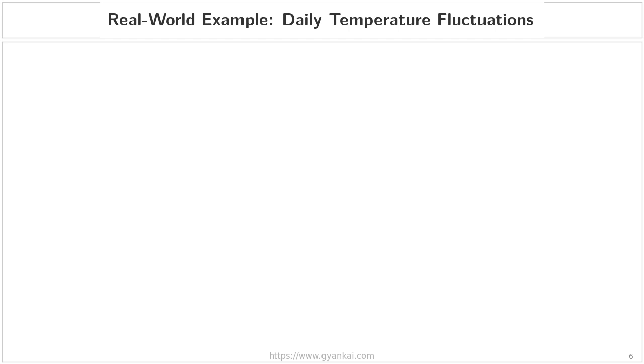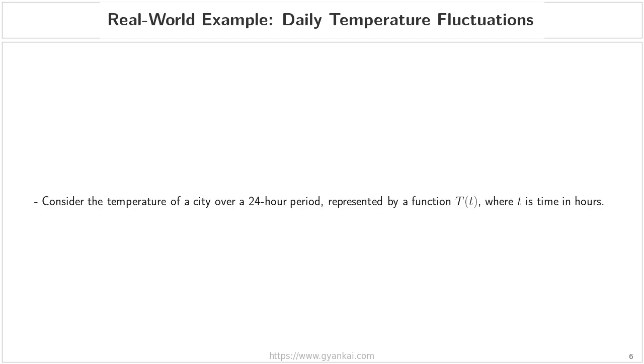Real-world example: daily temperature fluctuations. Now that we have visualized these concepts as hills and valleys, let's apply them to a real-world scenario to see how they work in practice. Imagine we are tracking the temperature of a city over a full 24-hour period. We can represent this as a function, T of t, where t represents the time in hours.